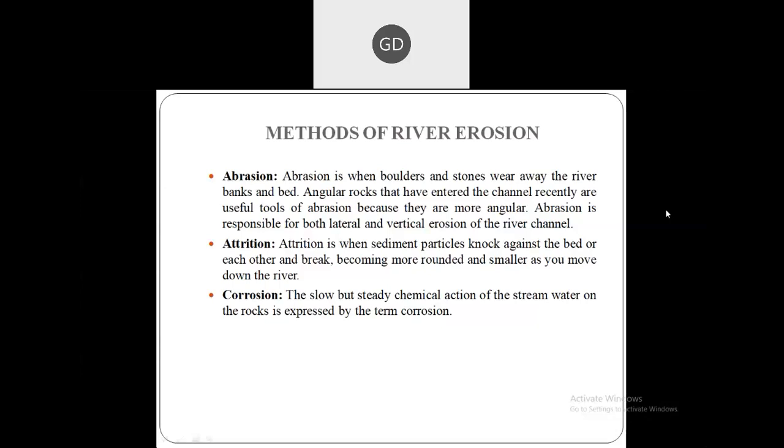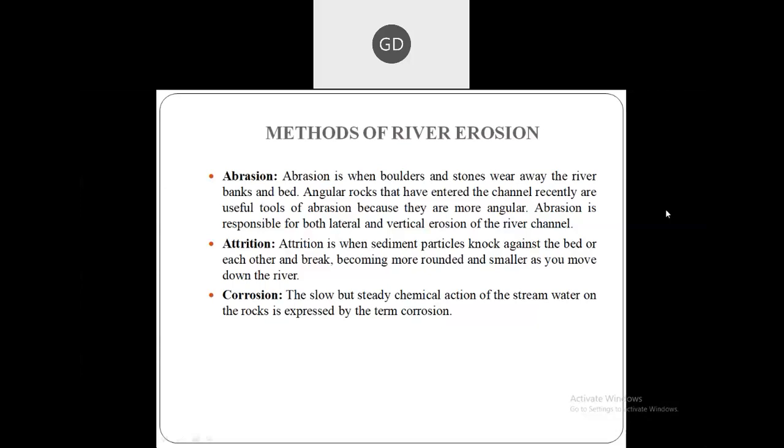Then comes your attrition. Attrition is the wear and tear of the load sediments being transported by this natural agency, through some pollution happening when they are being carried. They are subjected to it during their transport. So as a result, the wear and tear of these load sediments happens. Okay, so this is your attrition.